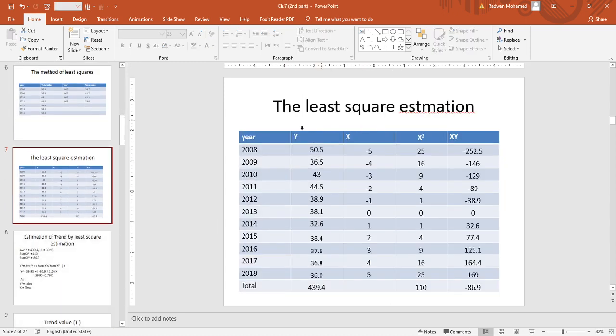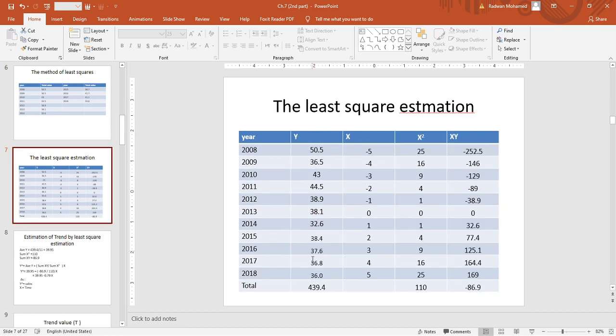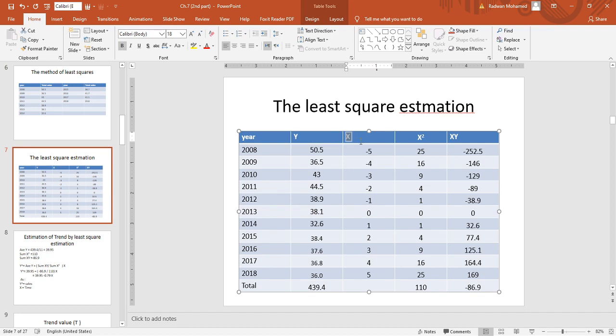Okay, here I will write the years, from 2008 till 2018. Then I will put the sales, which is represented by y, the same here. And here the value of x, which represents the time. First of all I have to count the years. The years from 2008 to 2018 are 11 years.